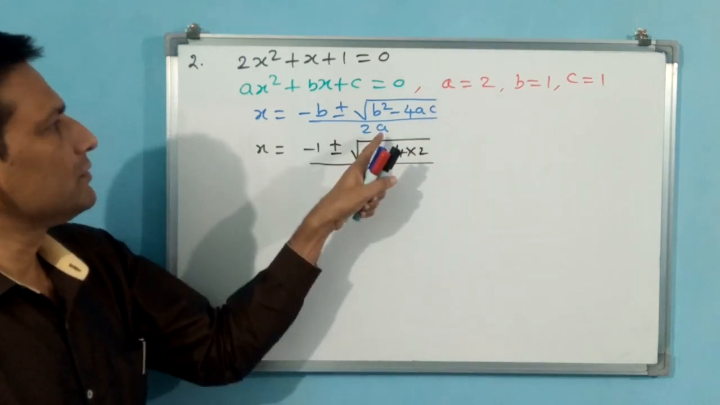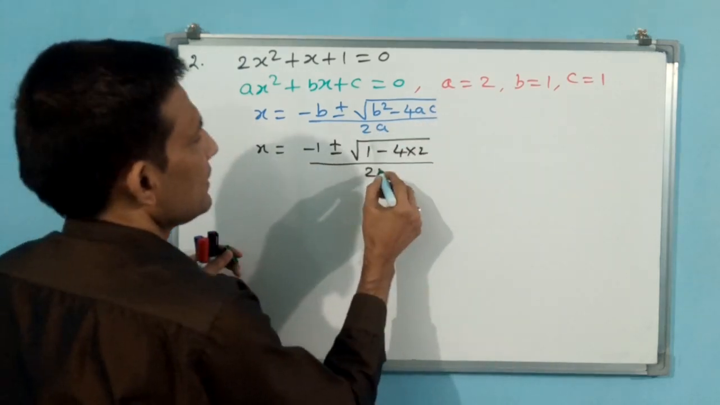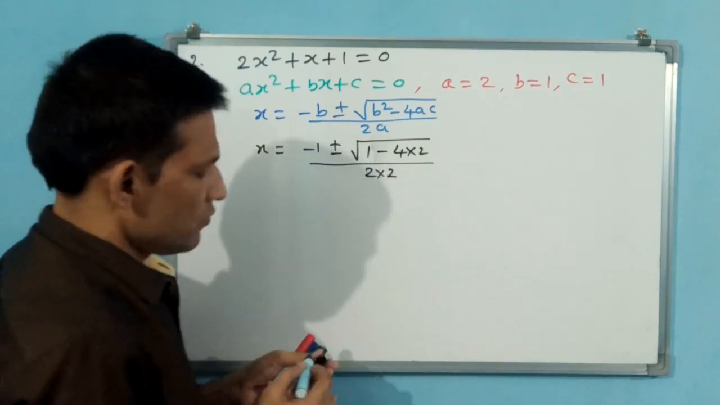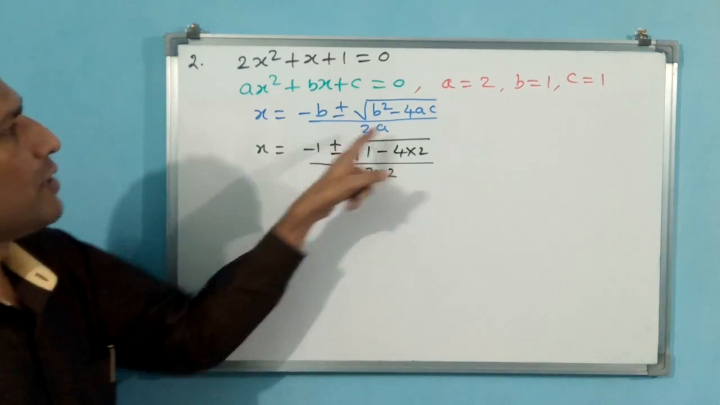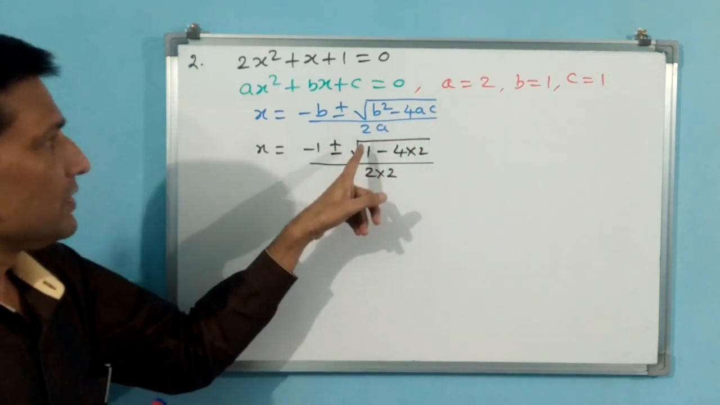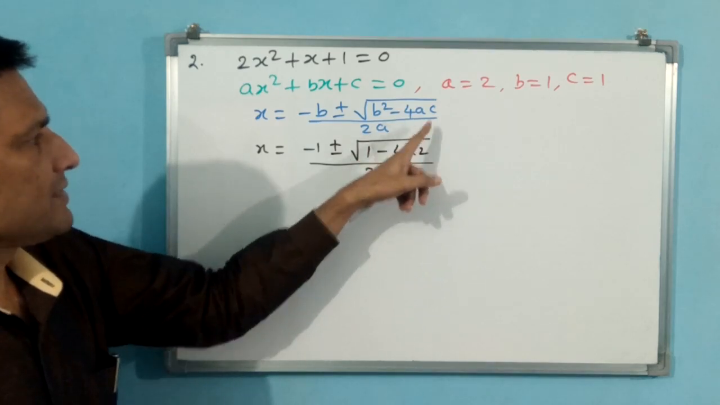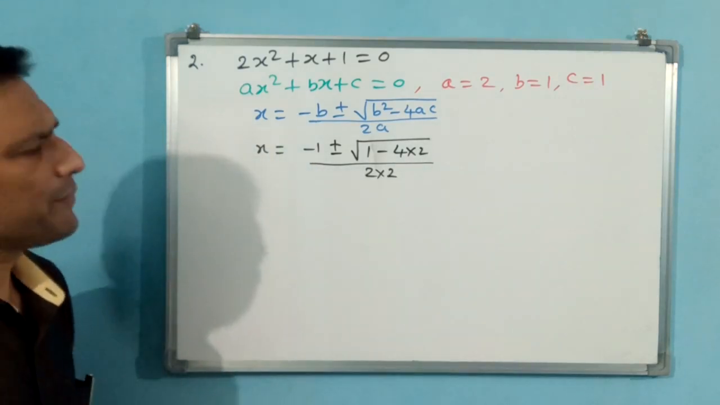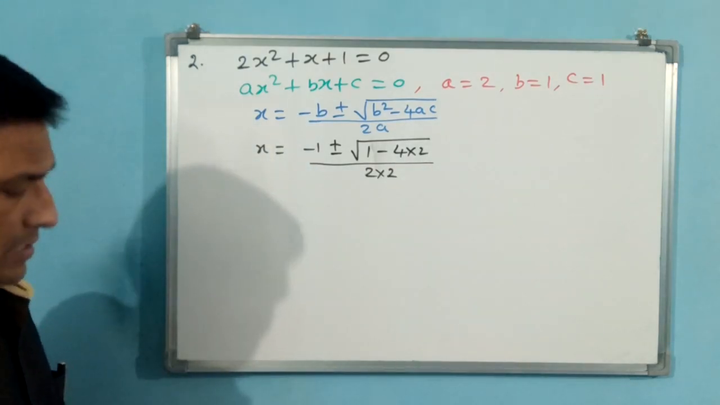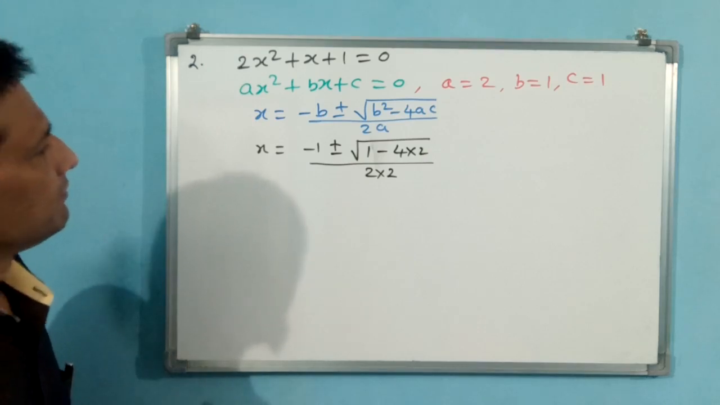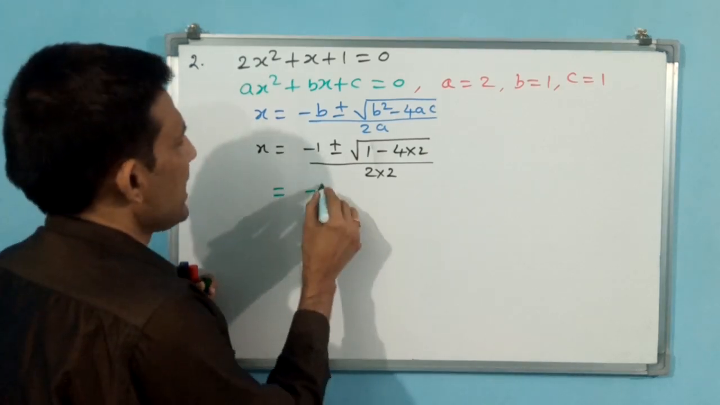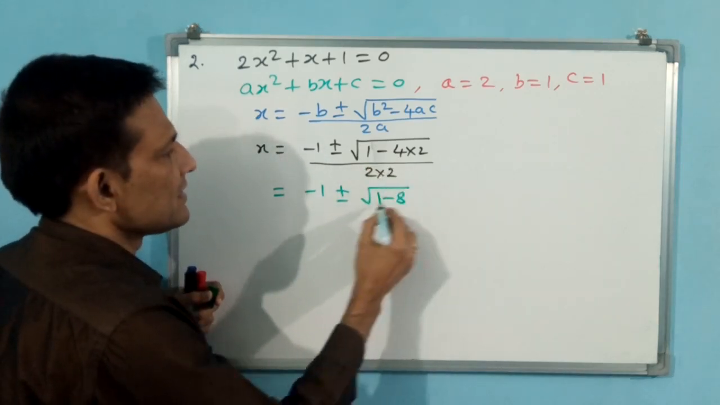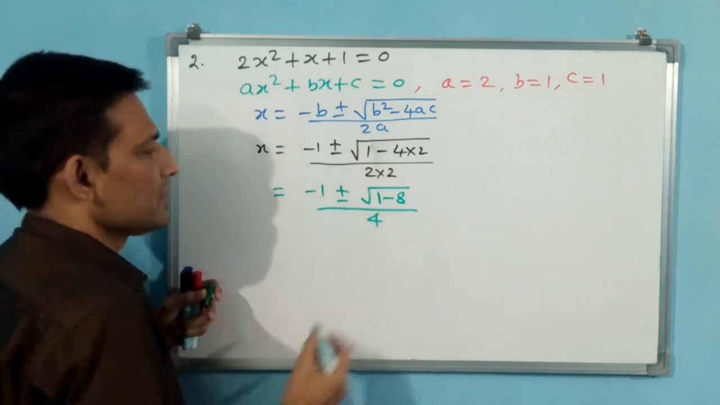2a, 2 into, oh sorry, 2 into 2 here. 2a means 2 into 2, a is 2. But you see 1 minus 4ac, 4a is 2. But c is 1. That is why we have not written into 1. Okay. Let it be. Now you see that is equal to minus 1 plus or minus square root of 1 minus 8, divided by 4.